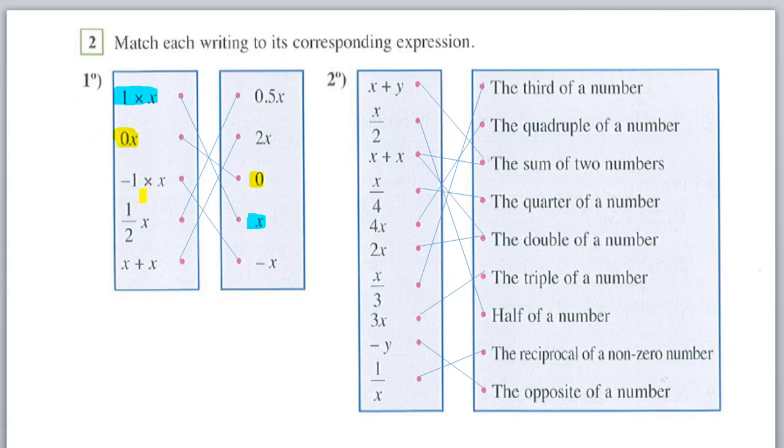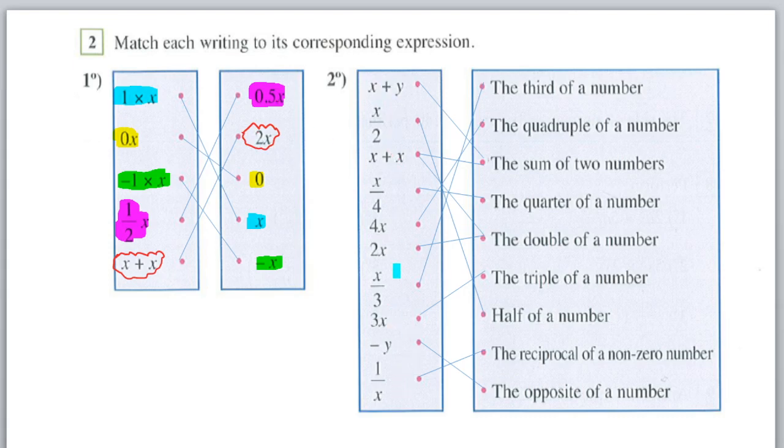Okay? So minus 1 times x is minus x. Half x, half is 0.5, so it is 0.5x. See here? That's it. And the last one, which is x plus x. X plus x is 2x. Okay? That's it. So let's go to the next one.